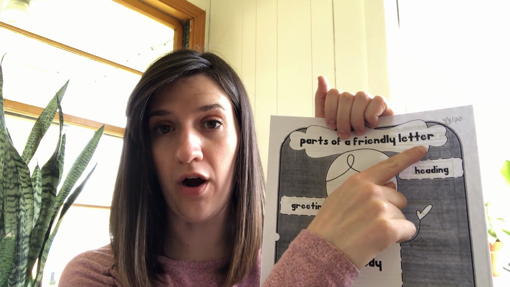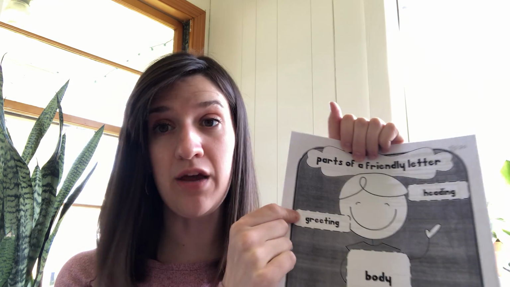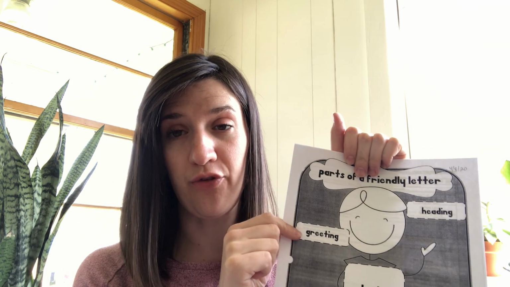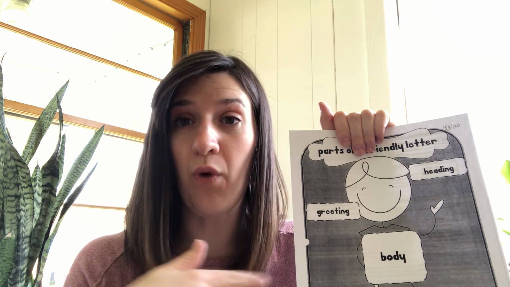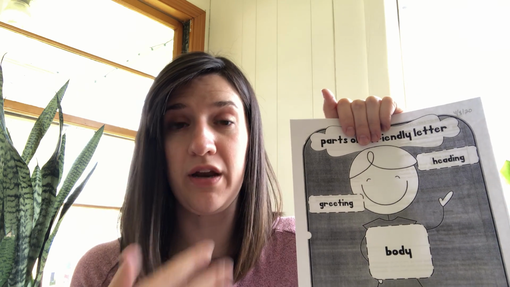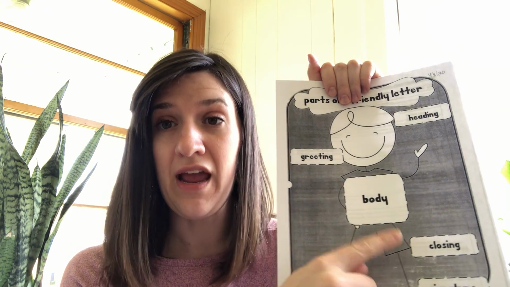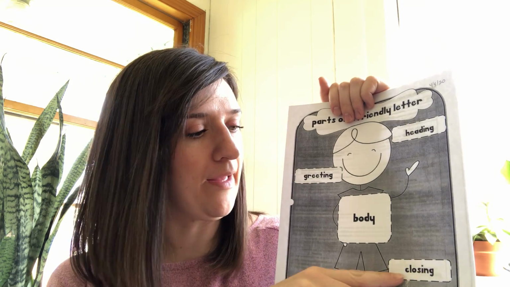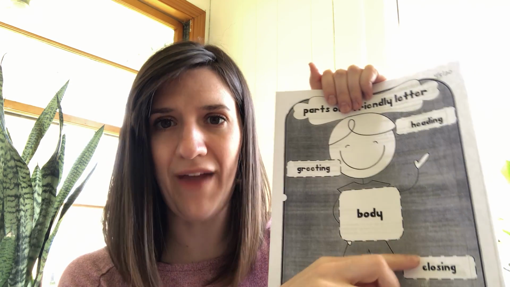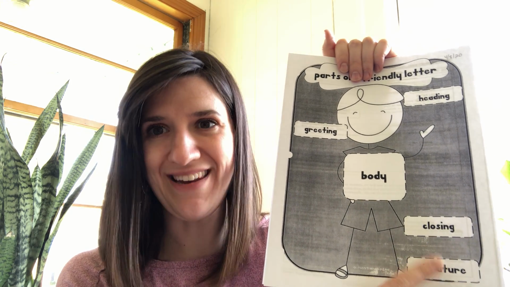You do need to have your heading, which is your address and the date that you're writing your letter, your greeting where you say dear, and then whoever you're writing to, right? So if you're writing to Lucy, you'd say dear Lucy, comma, and then the body is all the things you would want to tell Lucy. Then the closing where you would say sincerely, comma, or your friend, comma, or best, comma, some sort of ending, and then the signature is your name, okay?